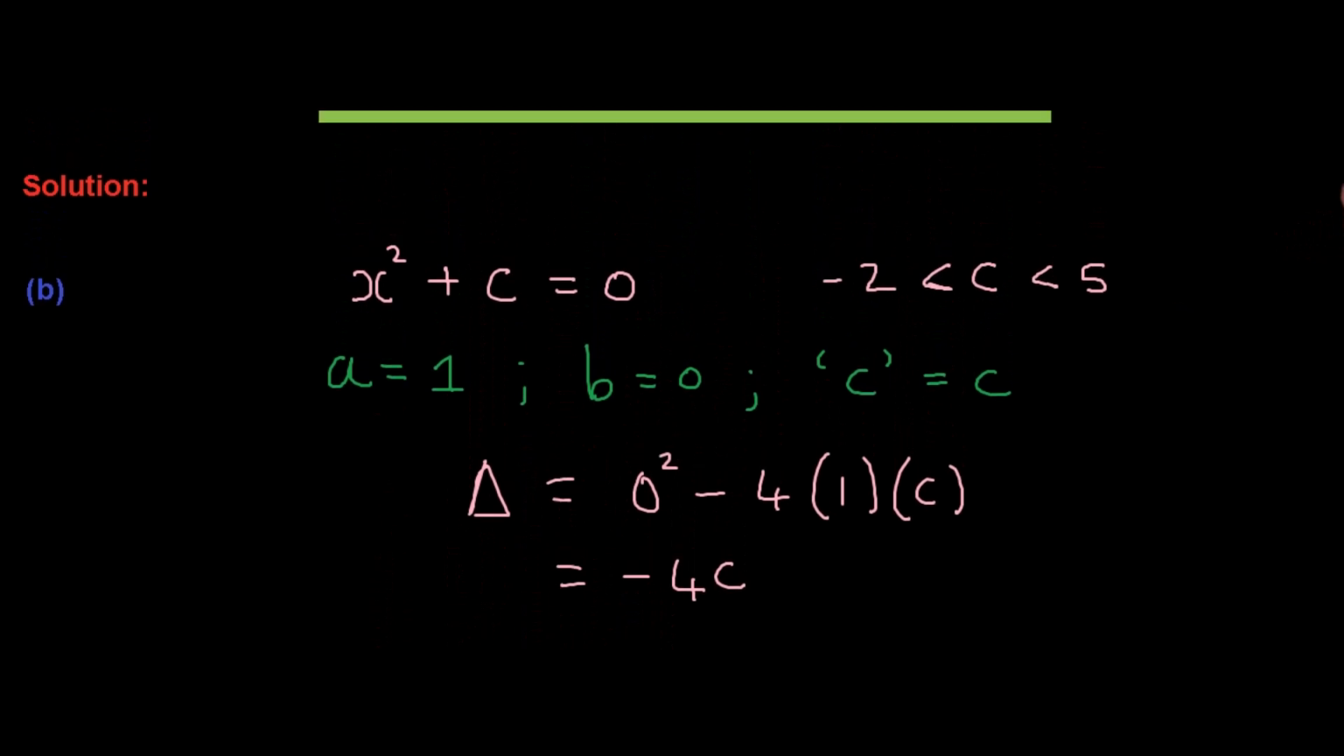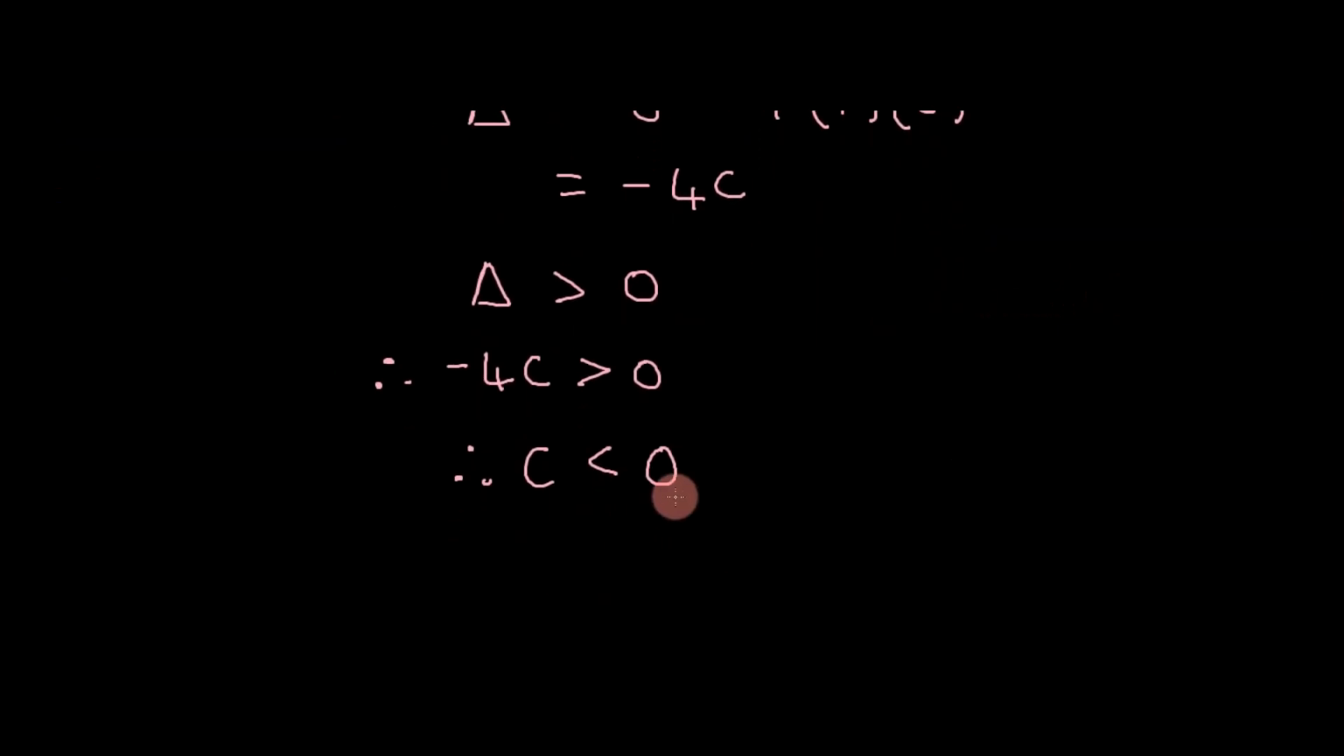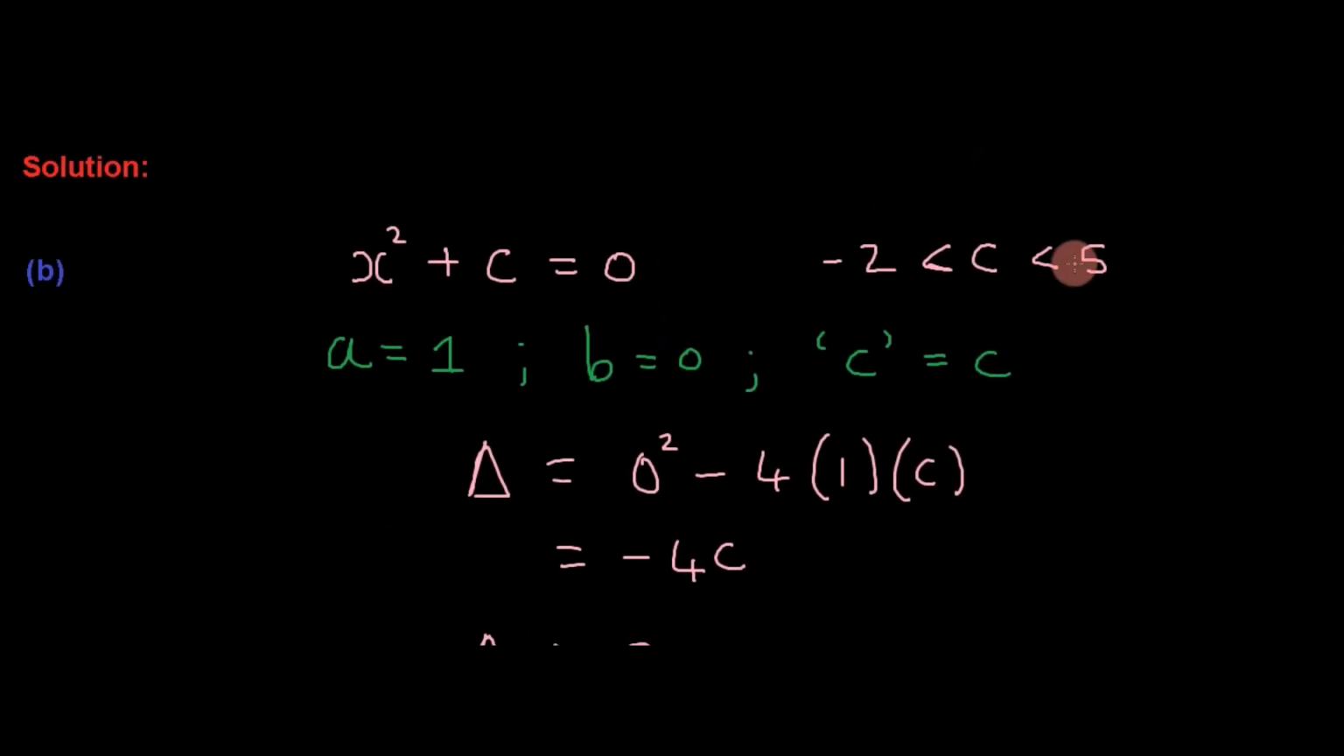We have an additional constraint on c. c must be between -2 and 5. So combining this inequality with this one here, we see that c would have to be greater than -2, but less than 0. So we're combining this inequality, c less than 0, with this one.